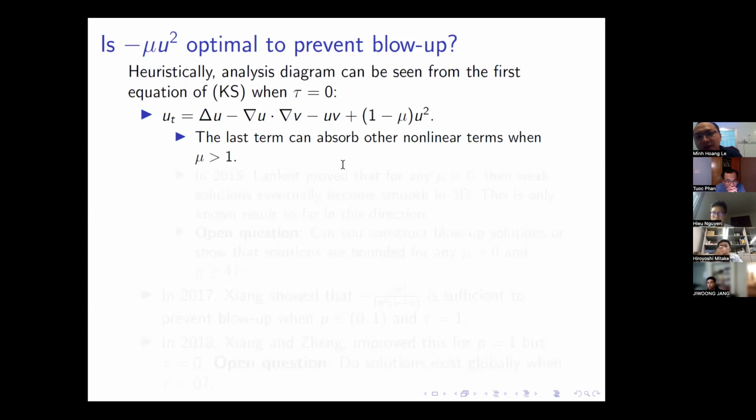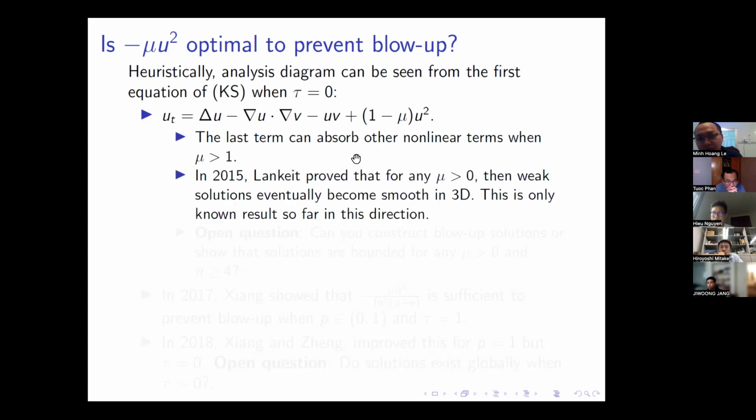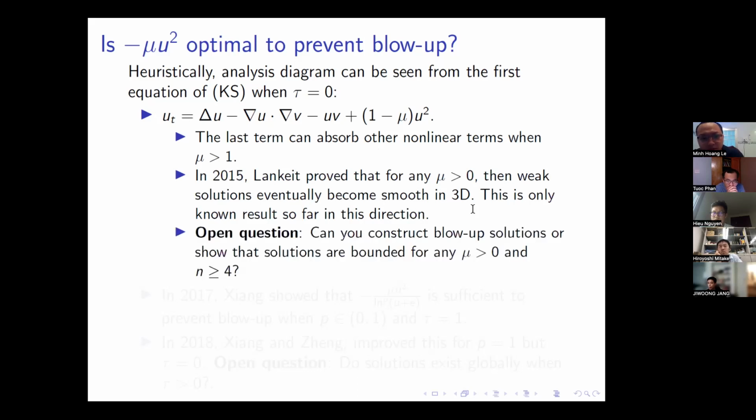Right. So when mu is small, then we consider the global existence of weak solutions. And the paper in 2015 showed that for any mu bigger than 0, the weak solution eventually becomes a smooth solution in the 3-dimensional case. And this result is the only result so far in this direction. So one question we can ask is, can we construct blow-up solutions or show that solutions are bounded for any mu bigger than 0 and n bigger or equal to 4? This question is widely open.